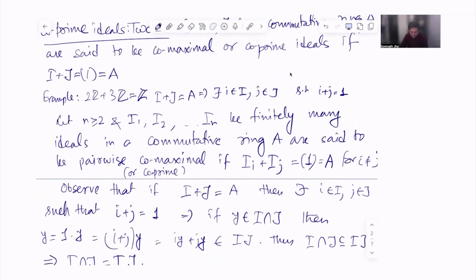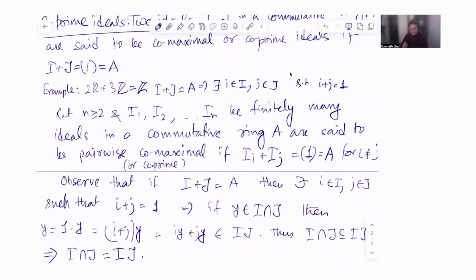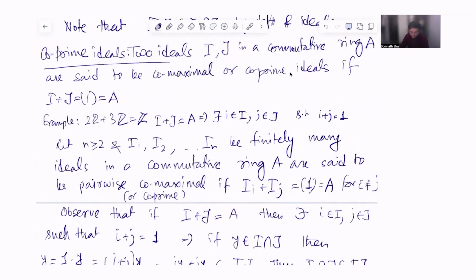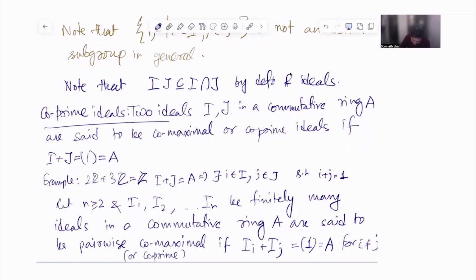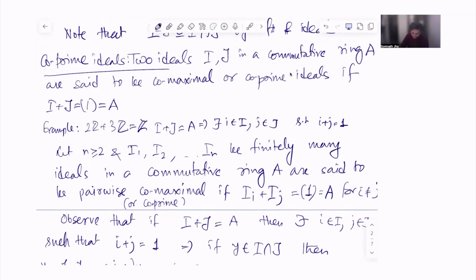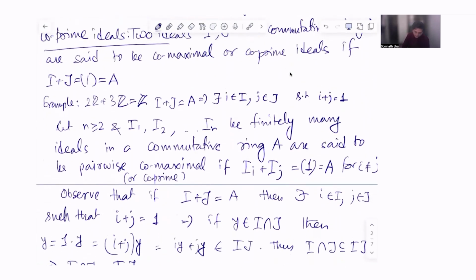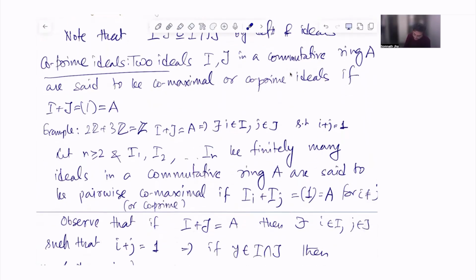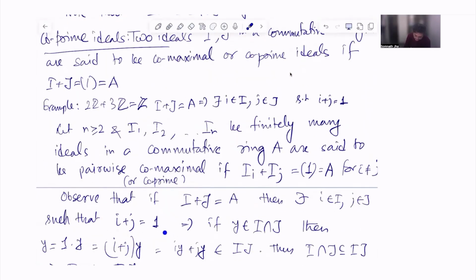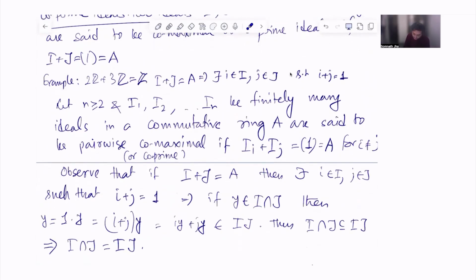So it's just the generalization: two ideals are said to be co-maximal if their sum is the whole ring, and if you have a bunch of them, then they are called co-maximal, or co-prime, if you take any two of them and their sum is equal to the whole ring. So that's what I said just now. If I plus J equals the whole ring, then there is i in I and j in J such that i plus j equals 1.